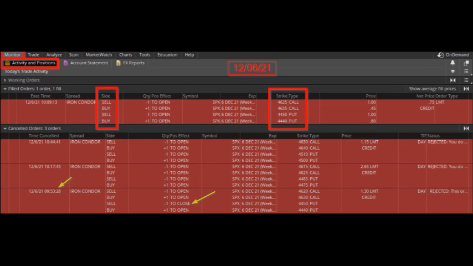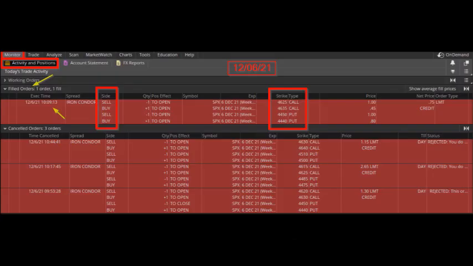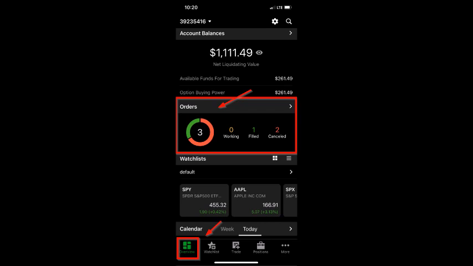So this was a good lesson. Remember, just because you get the order sent message doesn't mean the order went through. Now at 10:09, I executed the trade correctly and I saw that it was filled, but I got confused because I saw 0 for the working orders and 1 for filled orders. So I thought the order was executed and fulfilled.